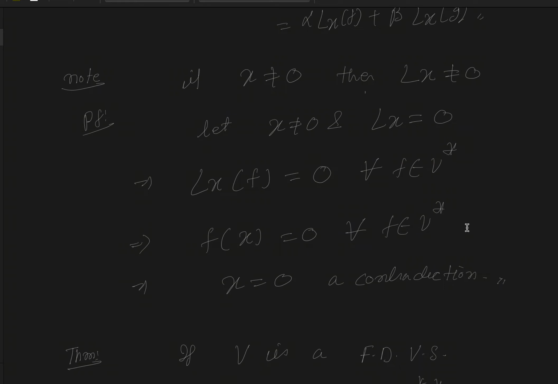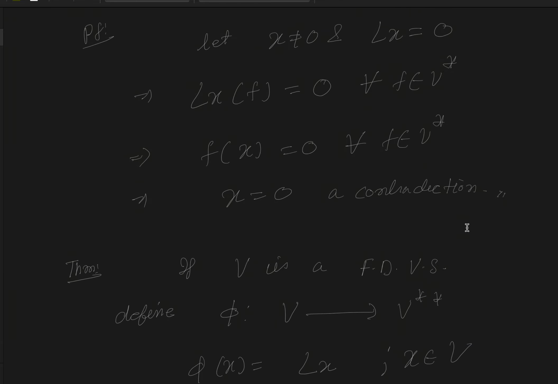It implies that f of x is 0 for all f belonging to V star. For all f means you take any linear transformation, f of x is always going to be 0. It implies that x has to be 0, because if you consider f to be the identity map, then I of x equals x. But since f of x equals 0, taking f as the identity map you get I x equals 0, and that implies x equals 0, which is a contradiction because we assumed that x is non-zero. This way we can see that if x is non-zero, then Lx is also non-zero.